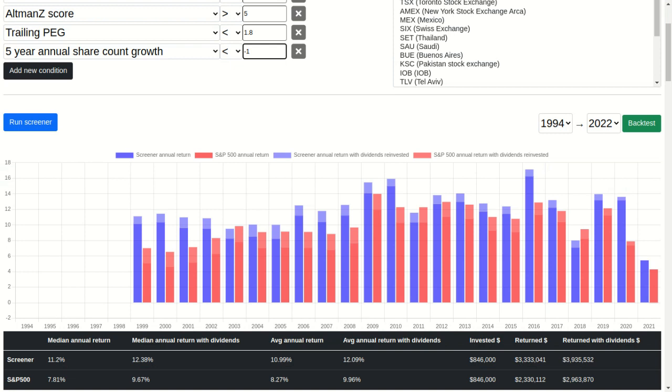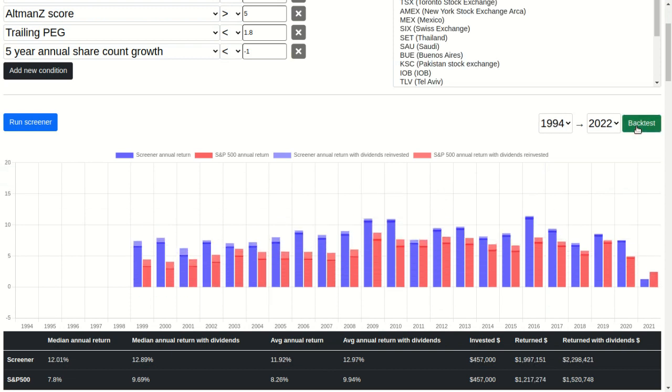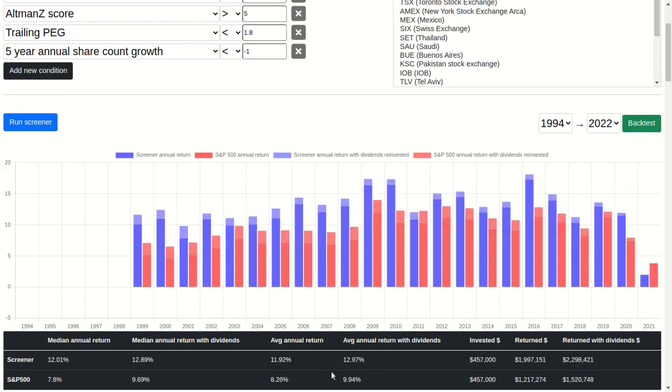So let's check the results. Right now we are at 12.4%. And if we check it now, then we are basically at a 13% annualized return. Now we still haven't added anything related to the growth yet, so let's do that.